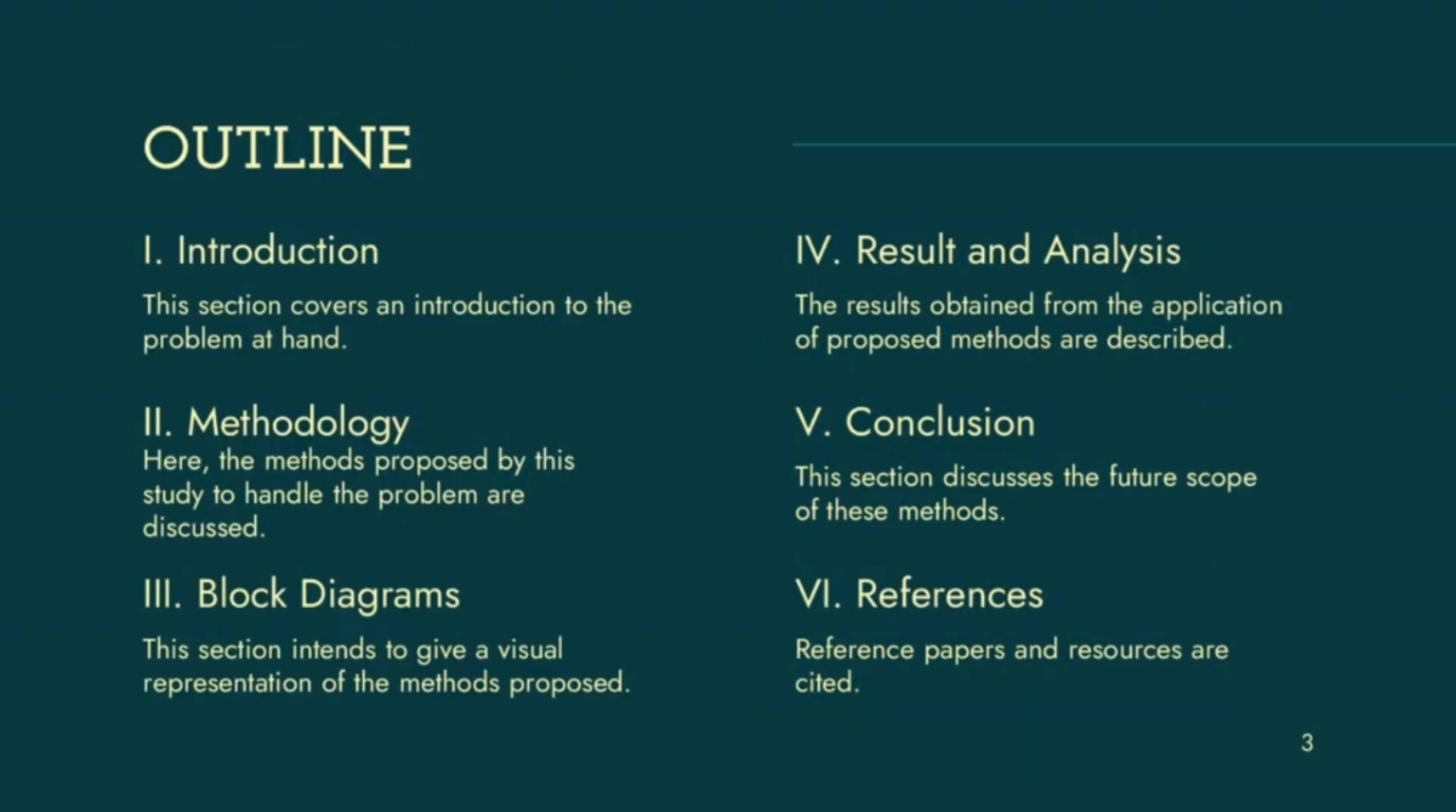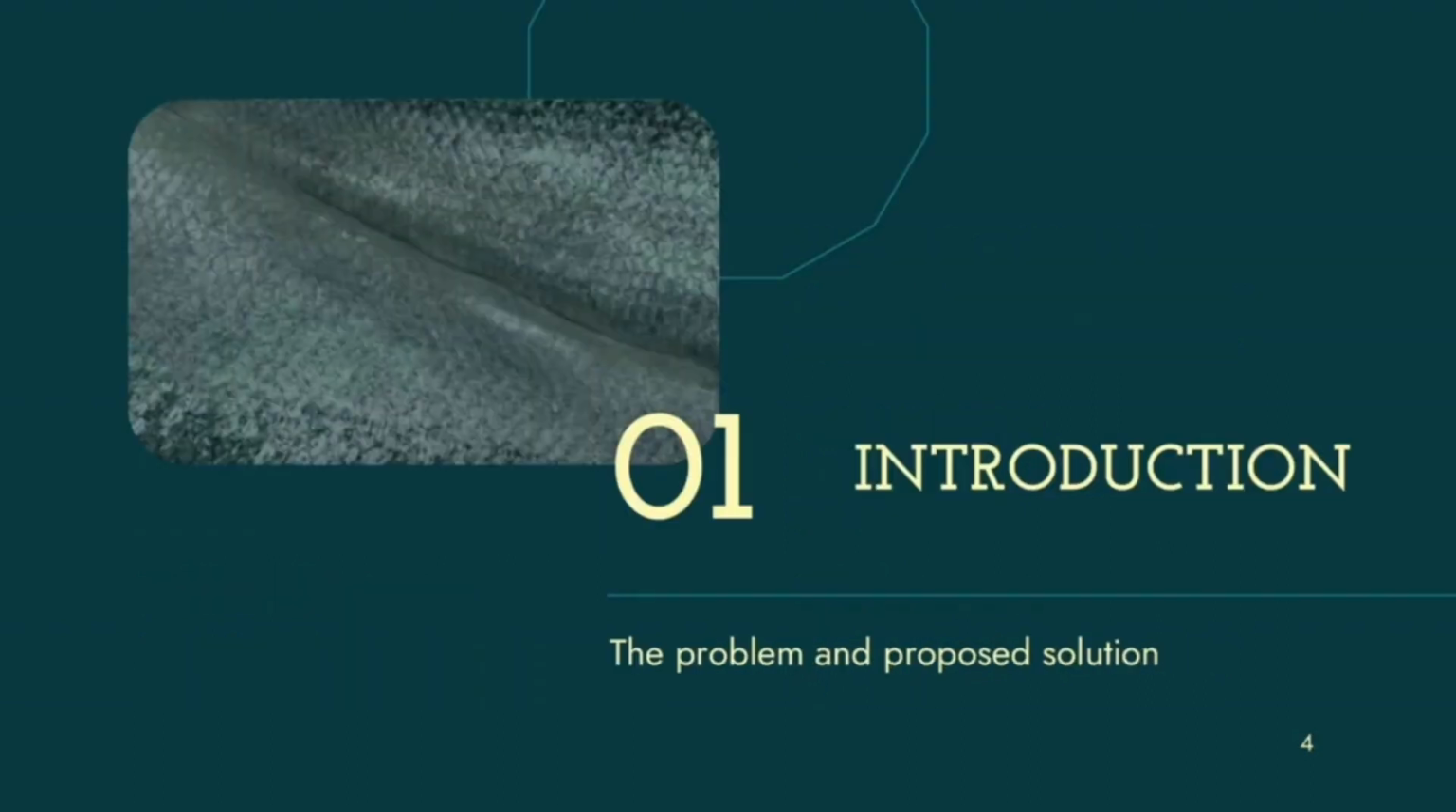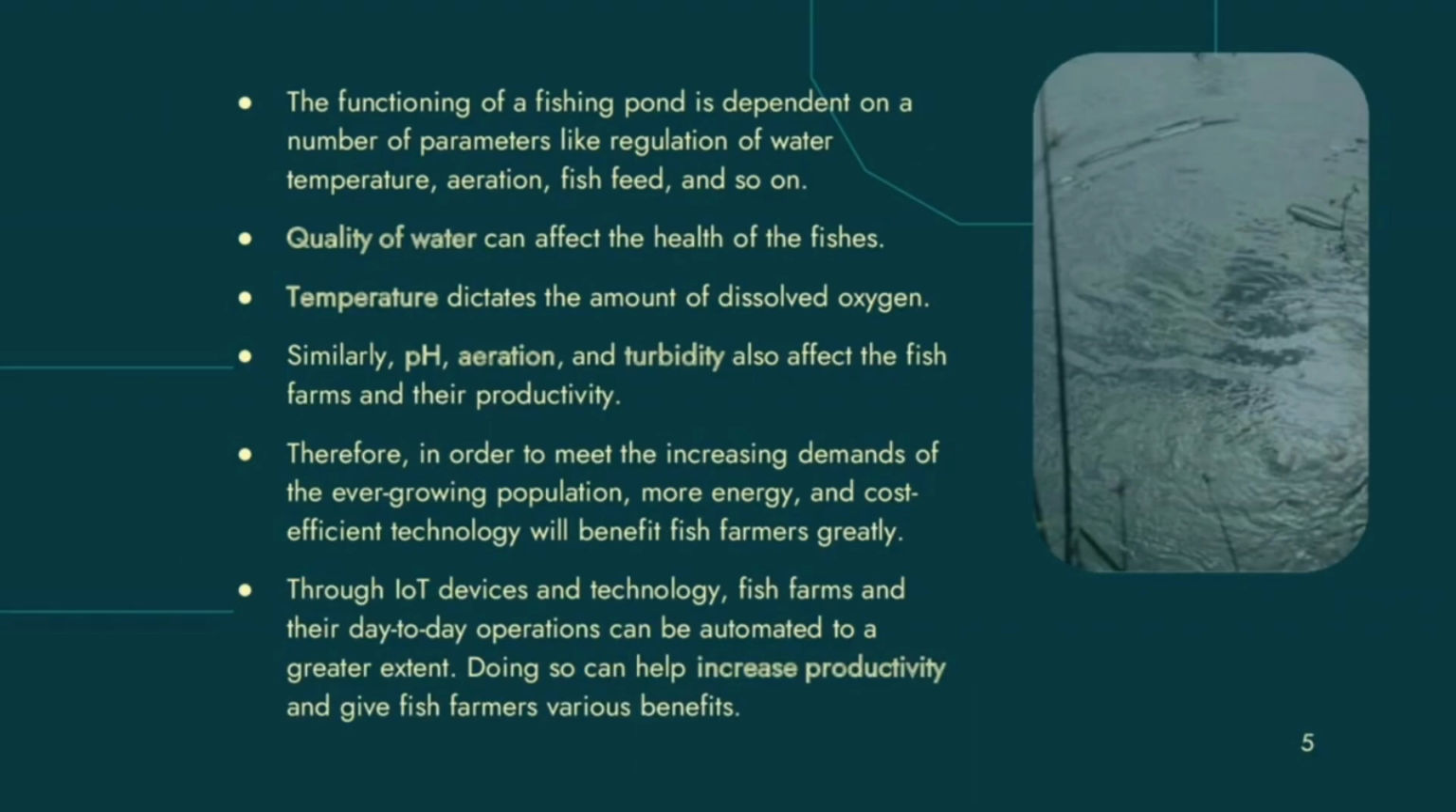The slide shows the outline of the paper: introduction of the problem at hand, methods to handle these problems, the block diagrams, which give us the visual representation of the methods proposed, analysis, and conclusion. Introduction. A fishing pond's operation depends on a variety of factors, including controlling the water temperature, aeration, fish food, and other factors.